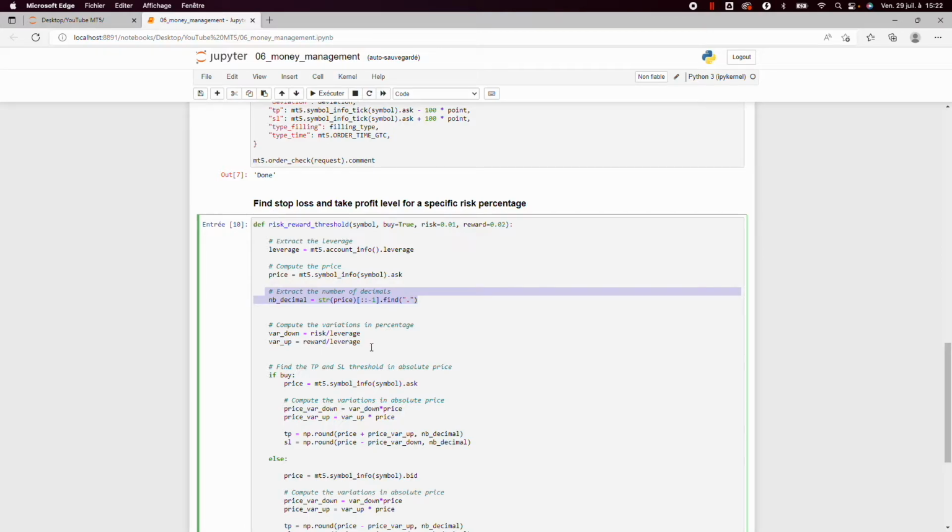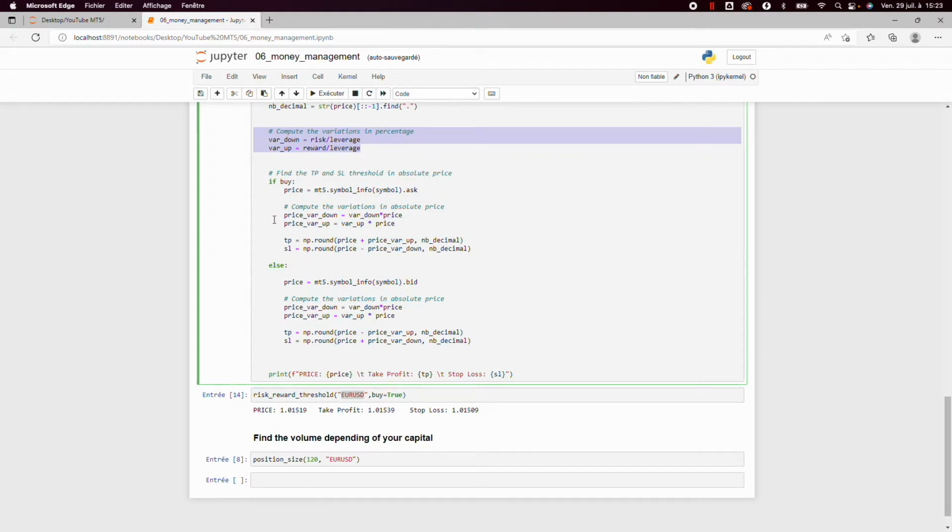Then we will compute the variation in percentage discounted by the leverage. Okay, if you are at a leverage of 1 and you want to take 1% of risk, you will accept 1% variation of the asset. But if you have a leverage, you need to divide this accepted variation by the leverage, because when you want to risk 1% of your capital, you want to risk 1% of your initial amount and not your leveraged capital.